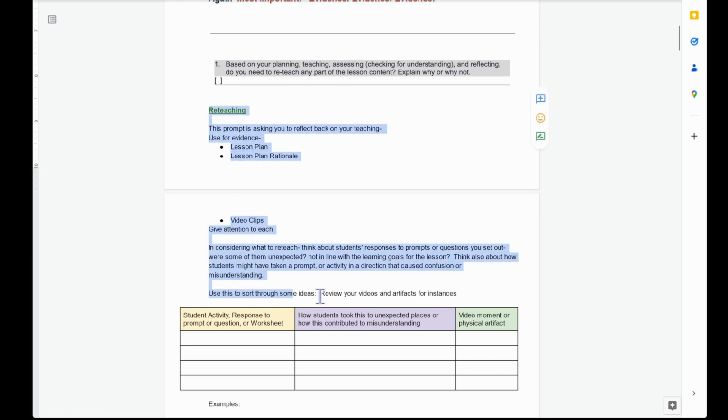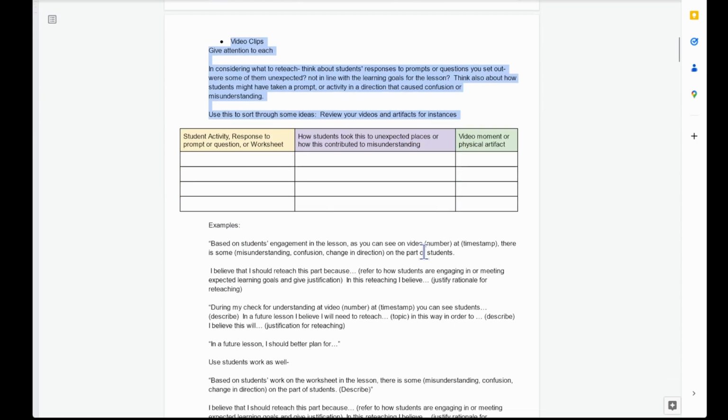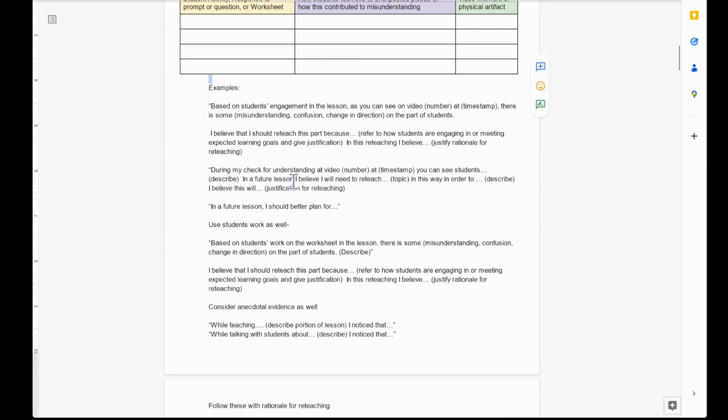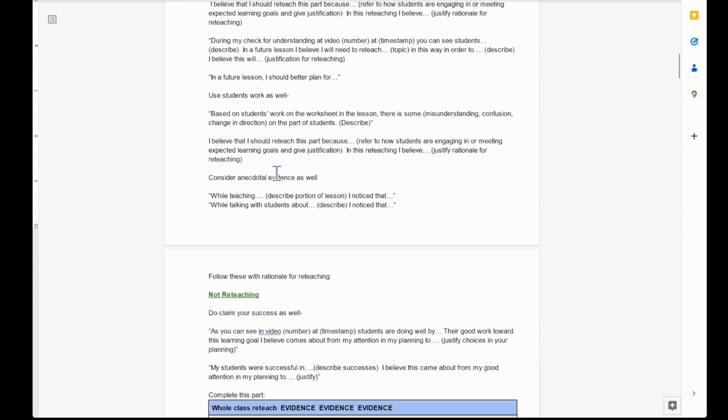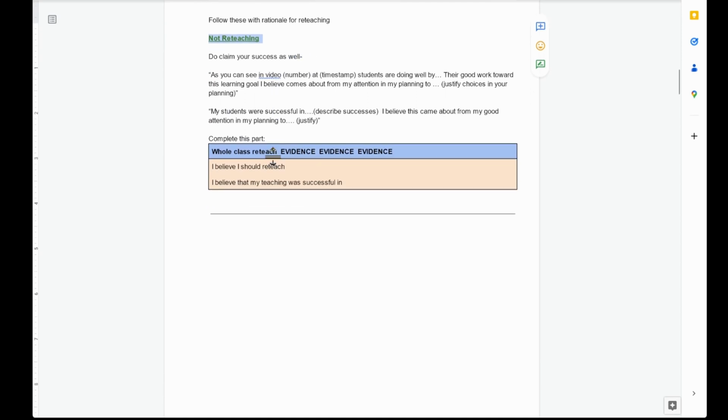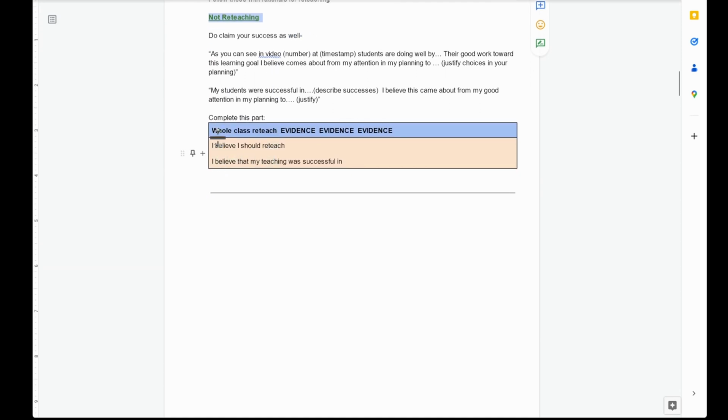I give you a frame for thinking about reteaching. Some workspace to consider your reteaching. Give you some examples, sentence starters, and also addressing not reteaching, marking your own successes. And you can see I give you a frame here that maps directly onto the template.